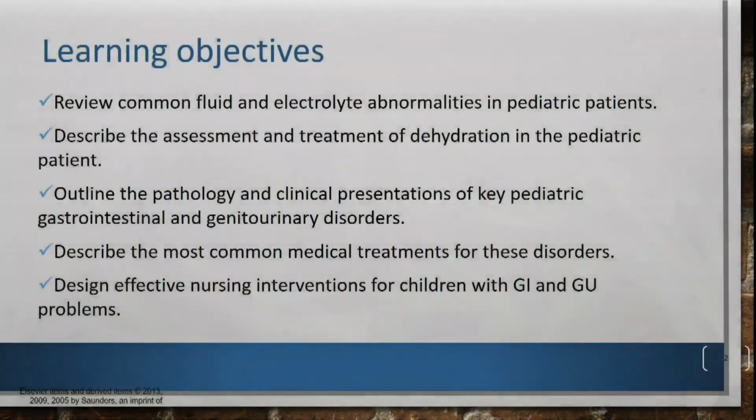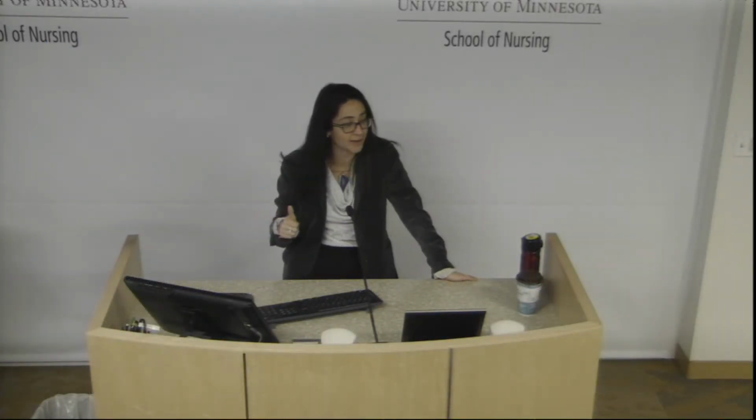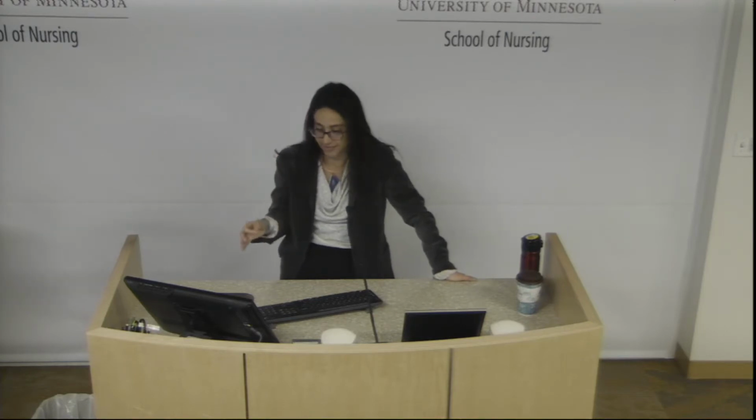So there are 5 things that I'm hoping you'll be able to do by the end of this, and I actually think they're very lofty goals. There's big picture learning objectives. One is we're hoping that you'll be able to review common fluid and electrolyte abnormalities in pediatric patients, describe the assessment and treatment of dehydration in the pediatric patient, and you need to know what this looks like. That's actually a big take-home point.